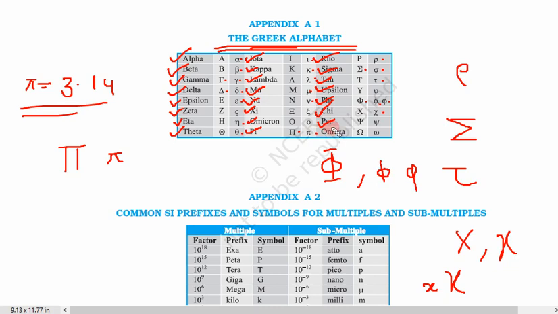Psi. So capital psi, capital psi. Okay, in small psi we write something like this. So capital psi and small psi, and the last one is omega. Omega is equivalent of w. So omega is written like this, capital omega. This is also the unit of resistance, and this is small omega. Okay, this is very similar to w, but w we write something like this, omega like this.